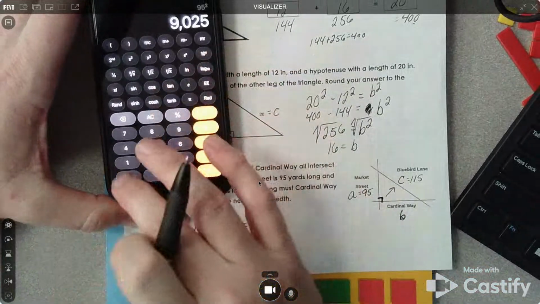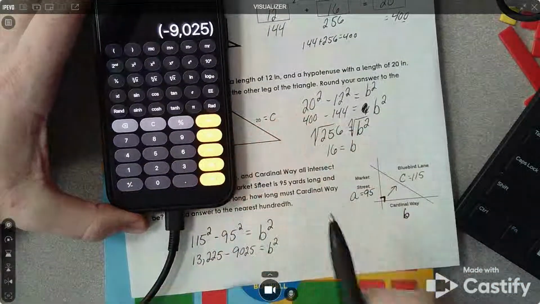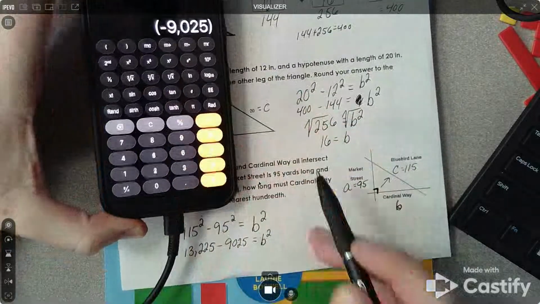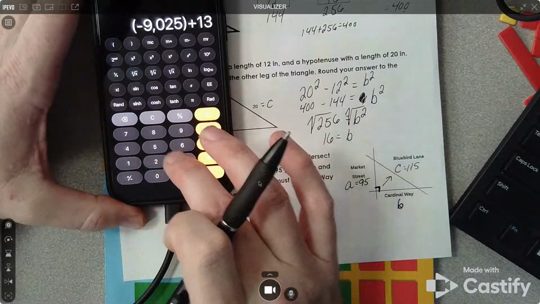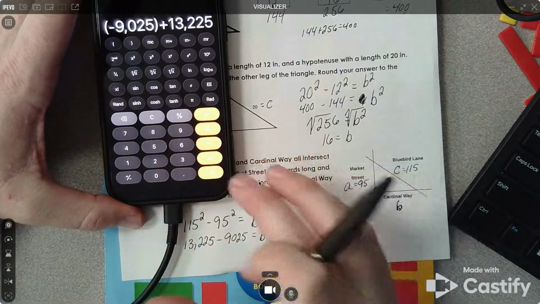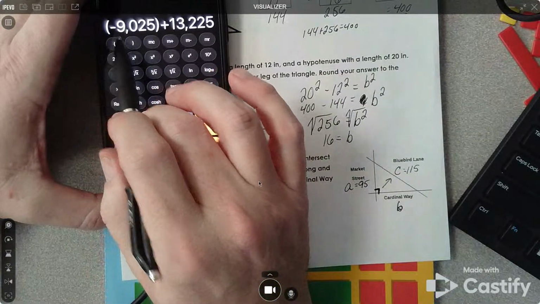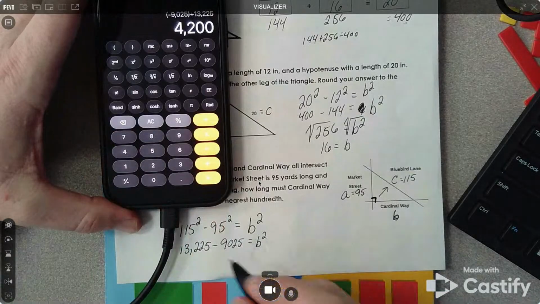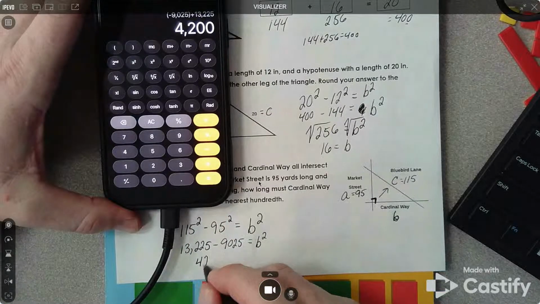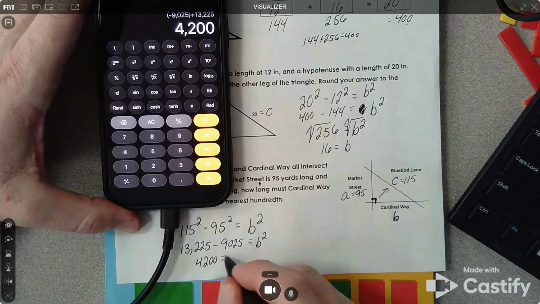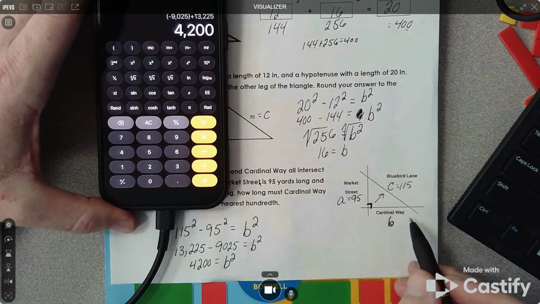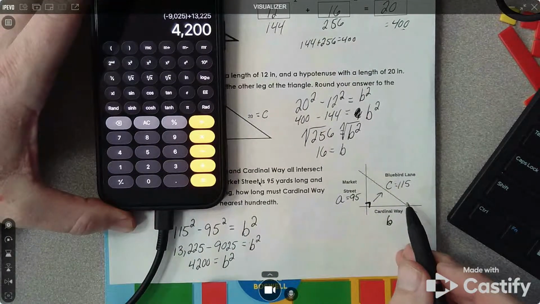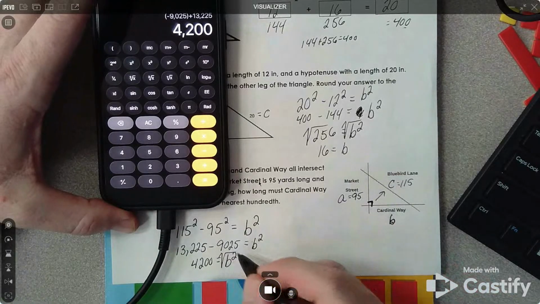So now I'm going to subtract those two. Notice that I just made 9,025 negative, and then I'm going to add it to 13,225 because a negative is the same thing as subtraction. I get 4,200 equals B squared. This side length right here is not 4,200 yards long. I need to take the square root of both sides.